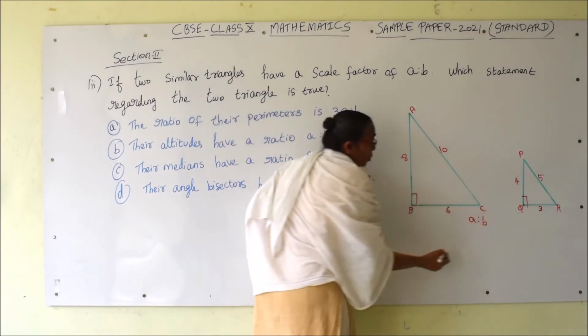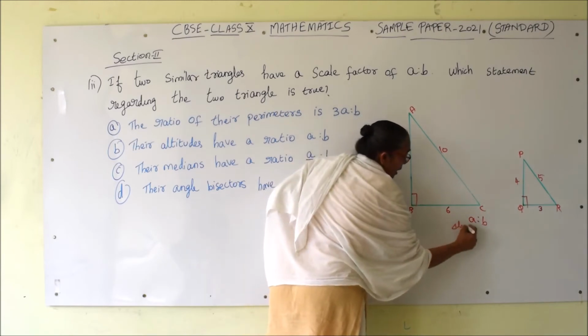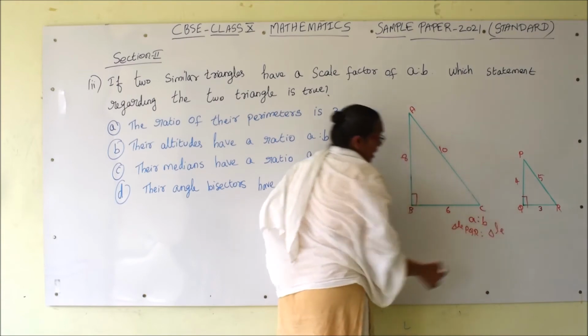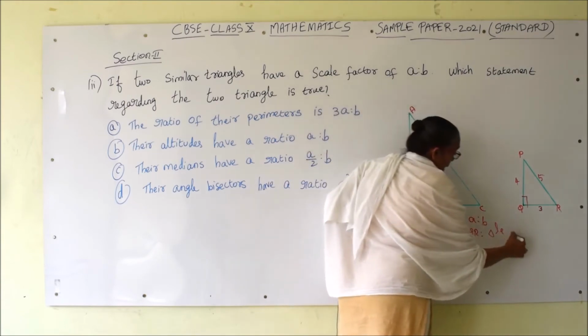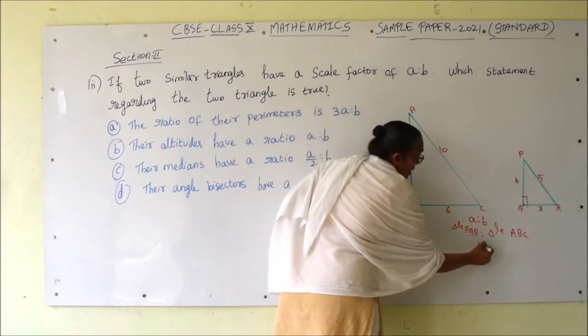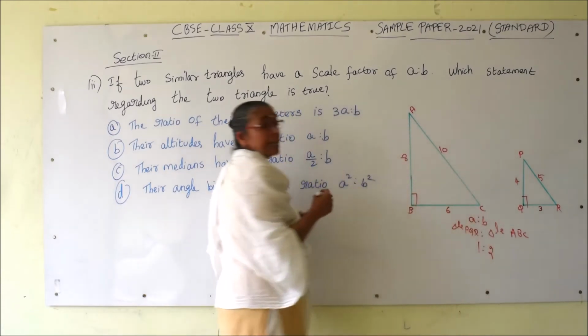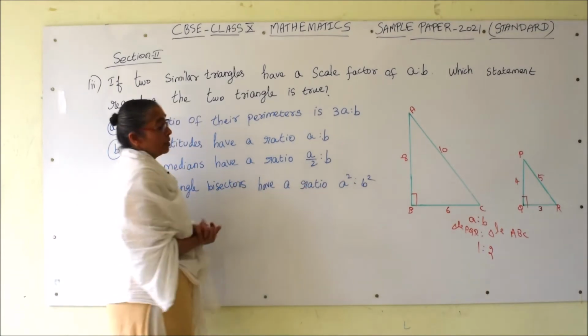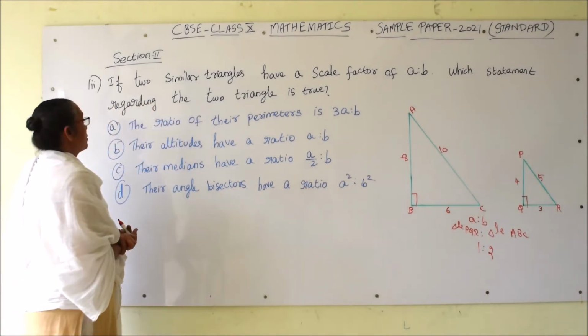Suppose this is triangle PQR and the other is triangle ABC. So, the sides are in the ratio 1:2, right. The A is to B scale factor I have taken as 1:2. Now, let us go for the questions.